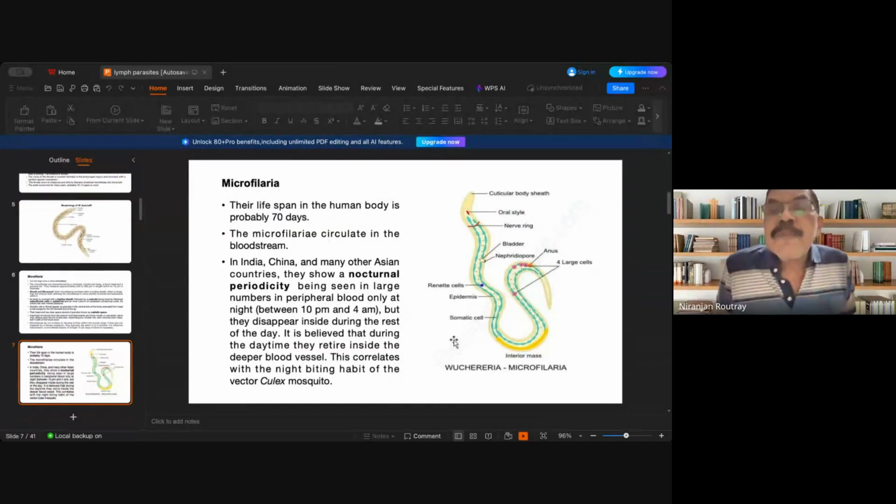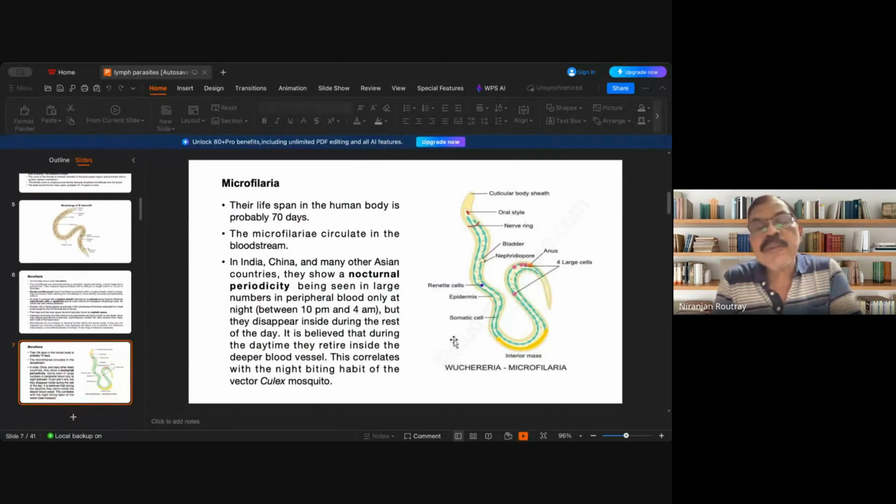Now, the structure of the microfilaria is given. The lifespan in the human body is probably 70 days. Within the 70 days, it has to find its entry into the Anopheles, into the female mosquito.